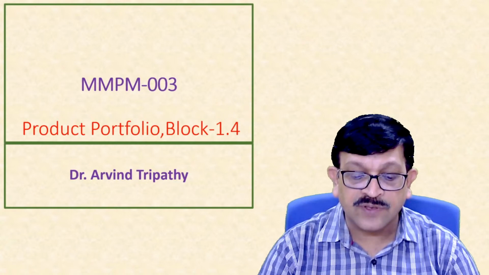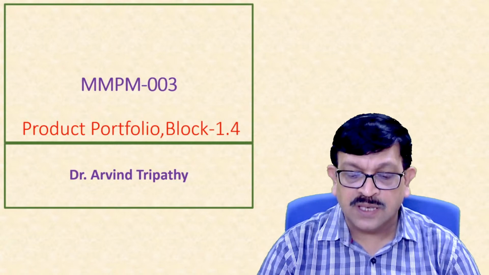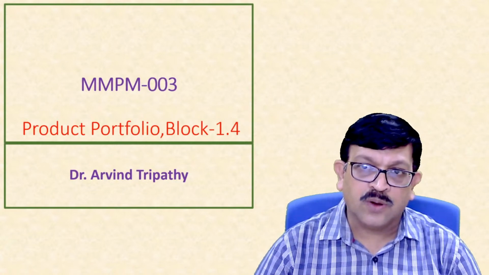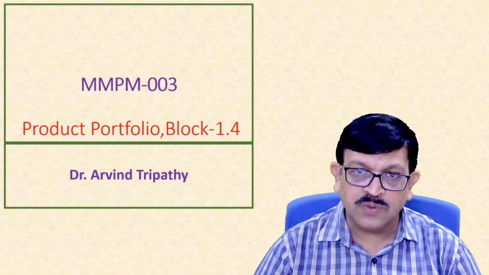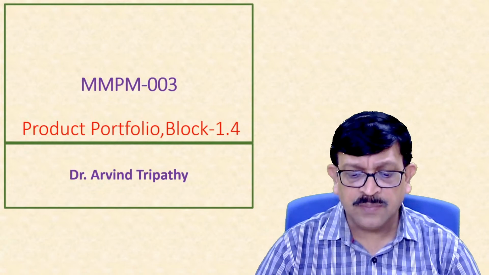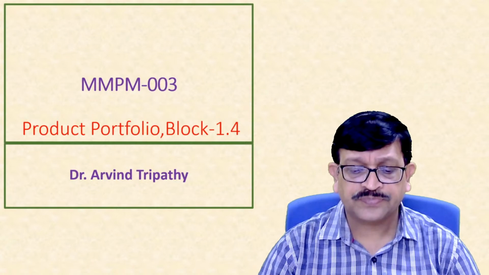But before we do that, we have to take care of three critical decisions that the product portfolio analysis envisages. One is the level of the business that we are considering for analysis, whether it is at a corporate level, at an SBU, that is a strategic business unit level, or at the product unit, product line, or product level, and so on and so forth.